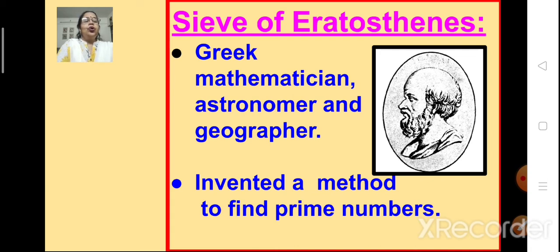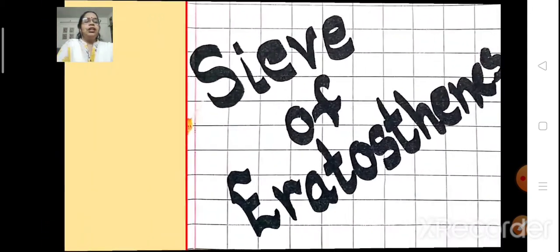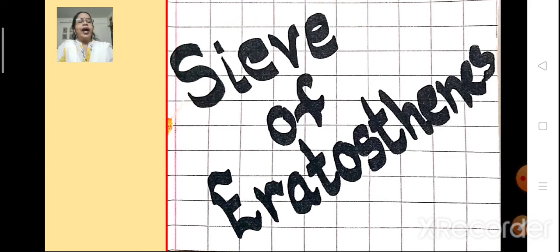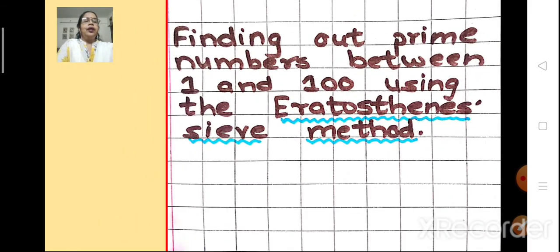Okay, so who was Eratosthenes? He was a Greek mathematician. Also, he was an astronomer and geographer. He invented a method to find the prime numbers. So, what is this method? This method is known as the sieve of Eratosthenes. Okay. So, how do we find the prime numbers between 1 and 100 by using this Eratosthenes sieve method?